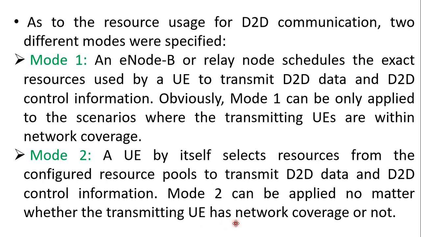So in mode 1, it has to be within the network coverage area. In the second one, it automatically selects the resource from the resource pool, and it might or might not be in the network coverage area. So these are the two modes for D2D communication.